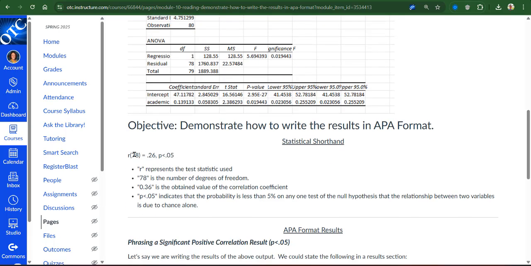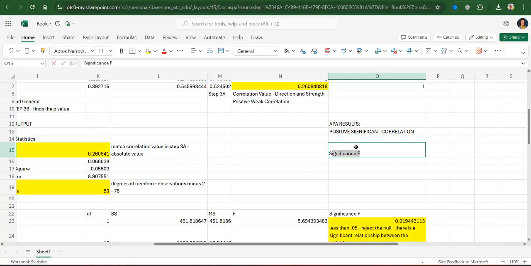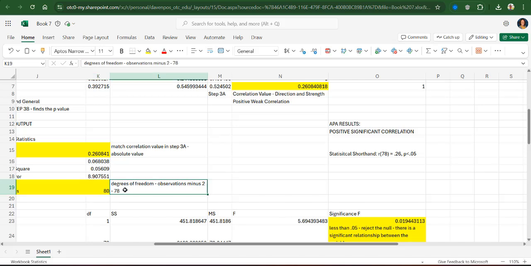First thing we've got to do is write our statistical shorthand. Here's my statistical shorthand for this problem. I'm going to paste it here. Let's look and see where I got all this information. R, because I did a correlation for relationship. 78, because that's my degrees of freedom, which I got from here. 0.26 is my actual correlation value. And then p less than 0.05, which I got from here.